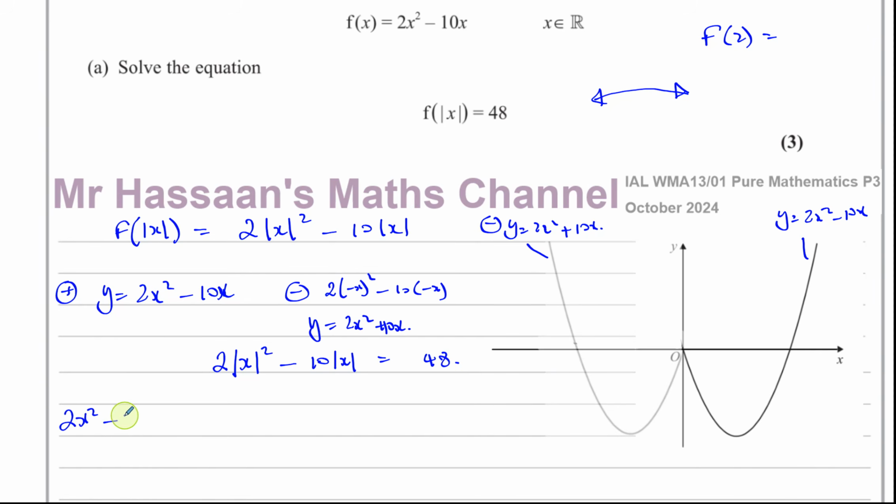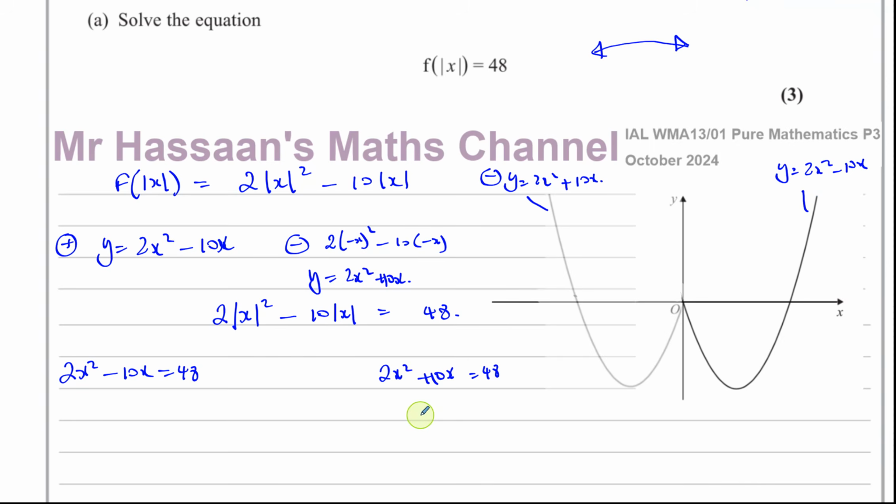So we have 2x squared minus 10x equals 48. And you take the negative argument, which is 2x squared plus 10x equals 48. And we solve them and we find the solutions. So if we were to solve this equation, we can divide everything by 2. So we have x squared minus 5x equals 24. We can bring everything on one side and factorize. So x squared minus 5x minus 24 is equal to 0.